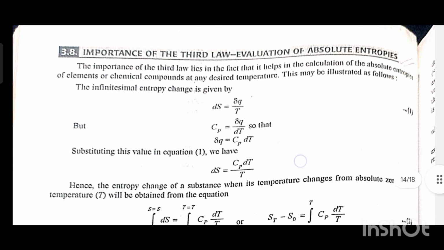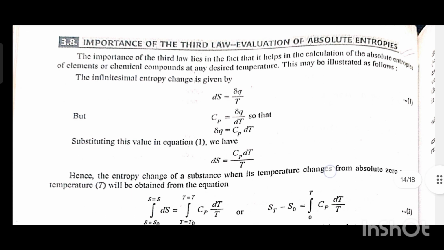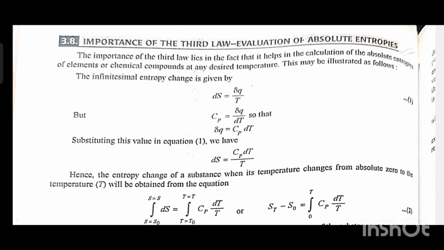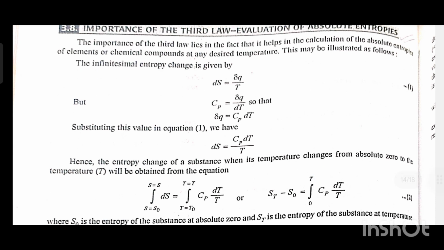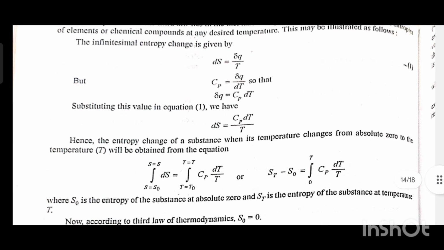Importance of the third law: evaluation of absolute entropies. The importance of the third law lies in the fact that it helps in the calculation of the absolute entropy of an element or chemical compound at any desired temperature. This may be illustrated as follows: the infinitesimal entropy change is given by dS equals del q by T, equation 1. But Cp equals del q by dT, so that del q equals Cp dT. Substituting this value in equation 1, we have dS equals Cp dT upon T.